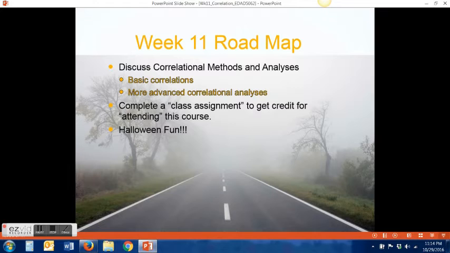Our roadmap for this week, we are going to discuss correlational methods and analyses. Basically, a correlational method is a method that's designed to measure two or more variables that relate to one another. So we're going to spend a lot of time talking about basic correlations, and then we'll talk a little bit about more advanced correlational analyses. And then finally, we're going to do a class assignment that you'll create to get credit for quote-unquote attending this course. And throughout, we'll do a little bit of Halloween fun.